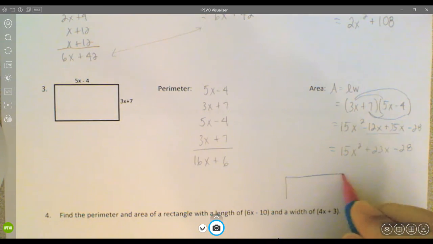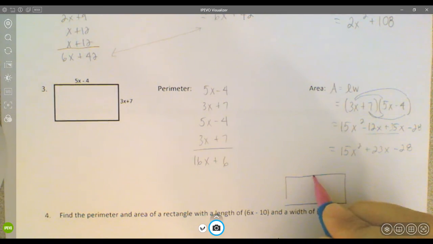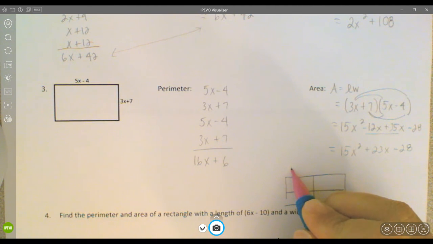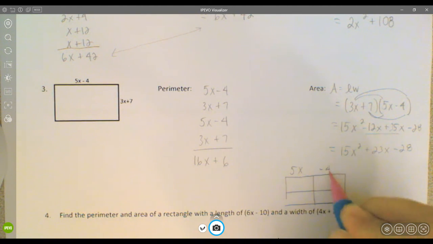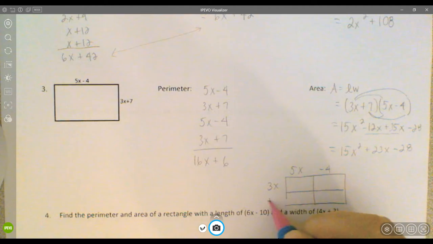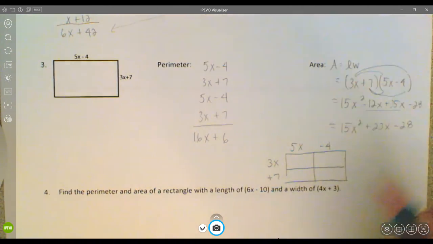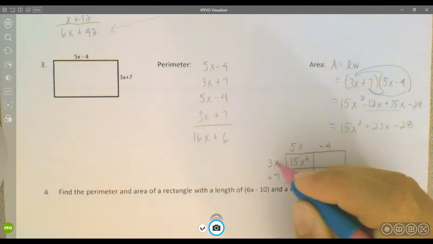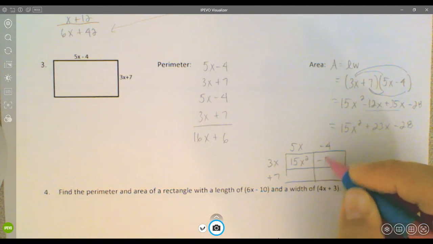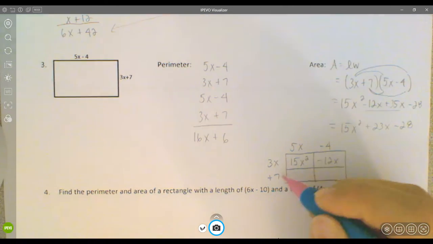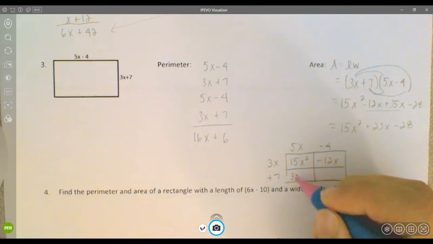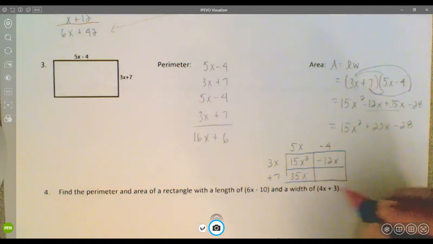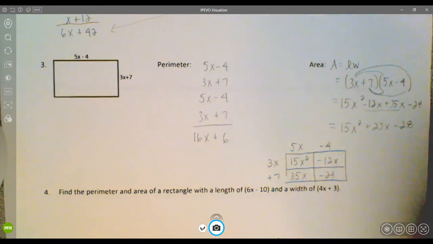Just in case you're dying to see the box method here, let's go ahead and knock one of these out. So we're going to have 5x minus 4 times 3x plus 7. Okay, 3x times 5x is 15x squared. 3x times negative 4 is negative 12x. 7 times 5x is 35x. 7 times negative 4 is negative 28.